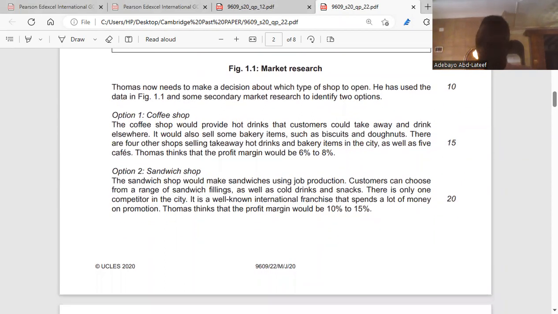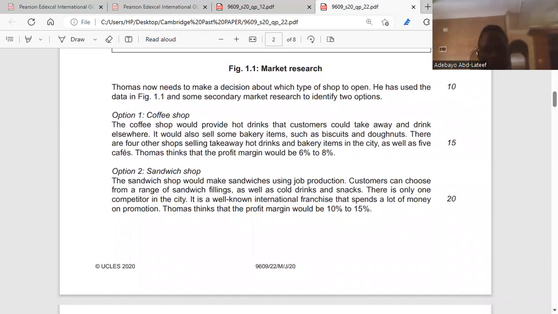Option 1, coffee shop. The coffee shop will provide hot drinks that customers could take away and drink elsewhere. It will also sell some bakery items such as biscuits and donuts. There are 4 other shops selling takeaway hot drinks and bakery items in the city, as well as 5 cafes. Thomas thinks that a profit margin would be 6% to 8%.